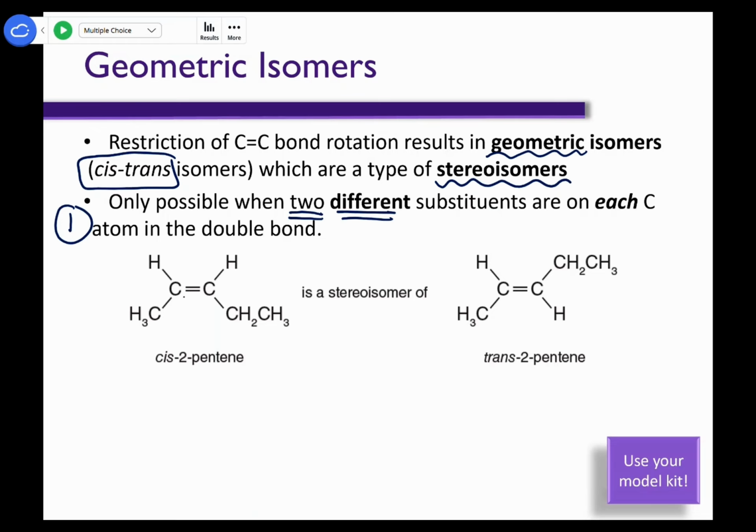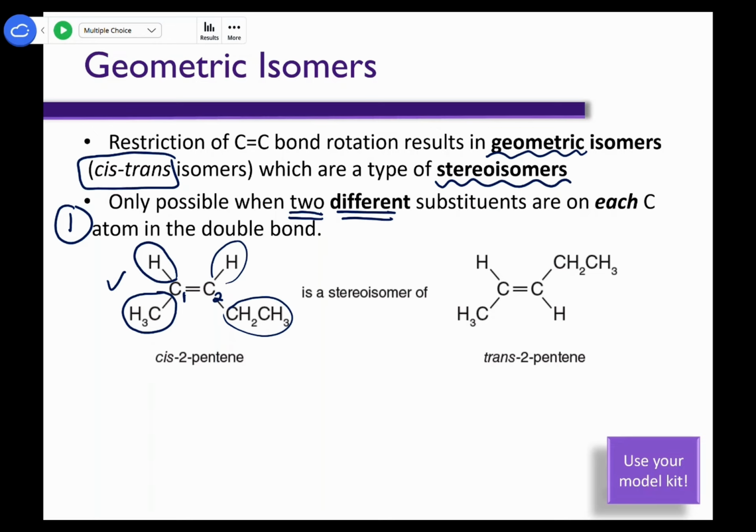So carbon 1 needs to have two different substituents. Here we can see it's a methyl group and a hydrogen. Those are different, so that's good. And then carbon 2 needs to have two different substituents. This one has a hydrogen and an ethyl group. We need to compare that each carbon has two unique substituents.